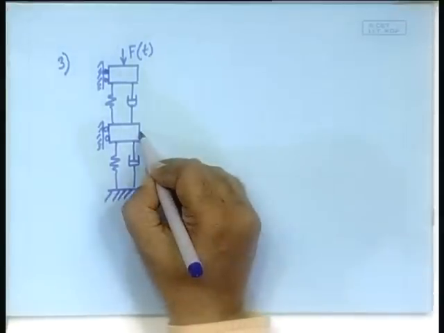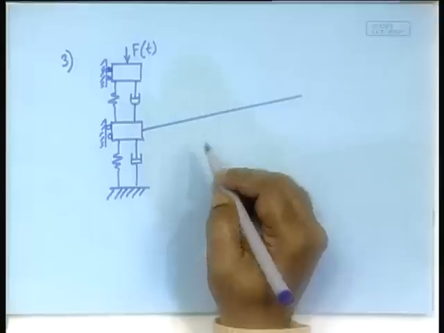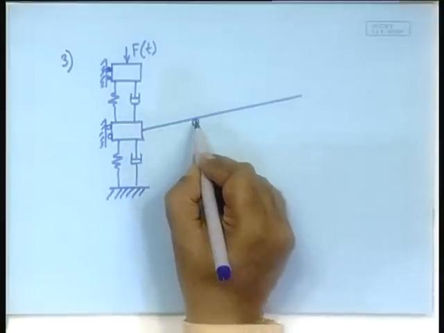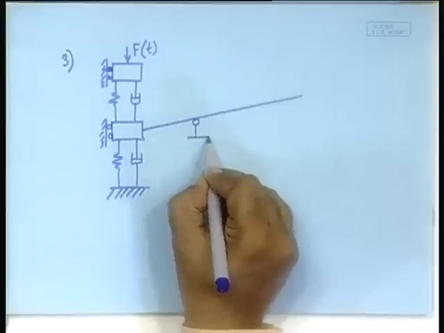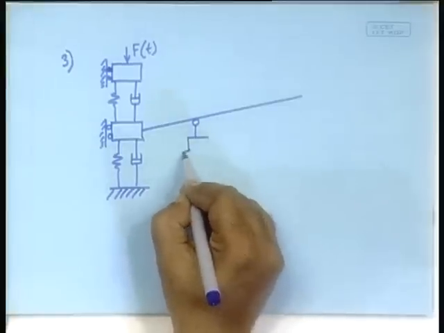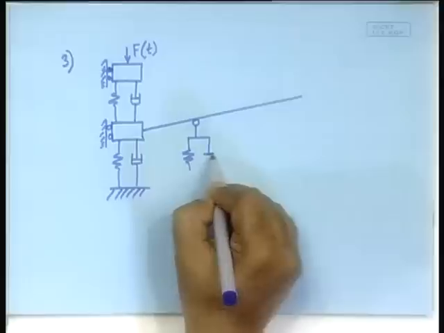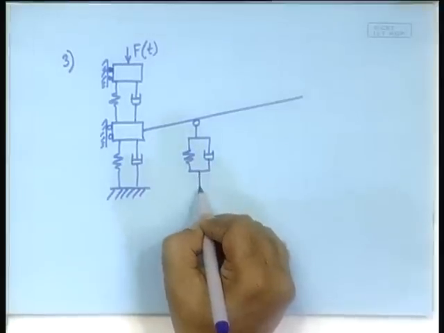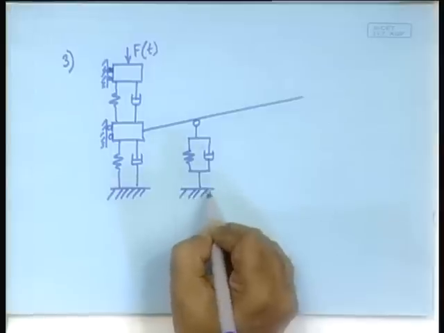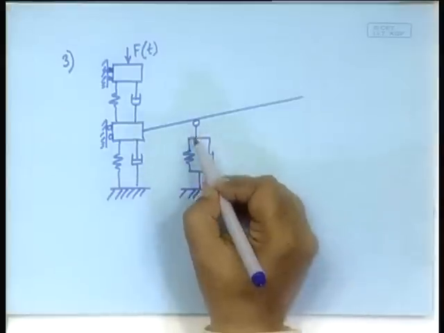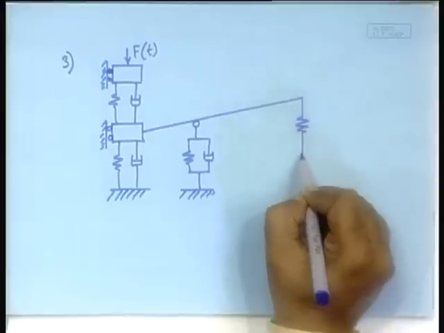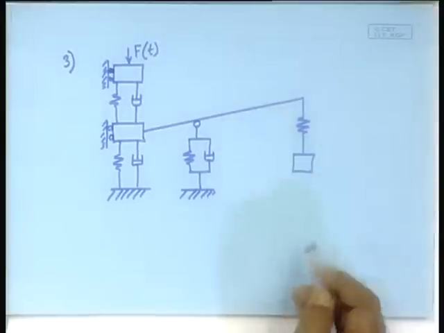Now, this point is connected to a lever, but then the suspension here is not fixed, here it is connected by a spring damper arrangement to the ground. So, this point is also able to move, and then you have got a spring mass.